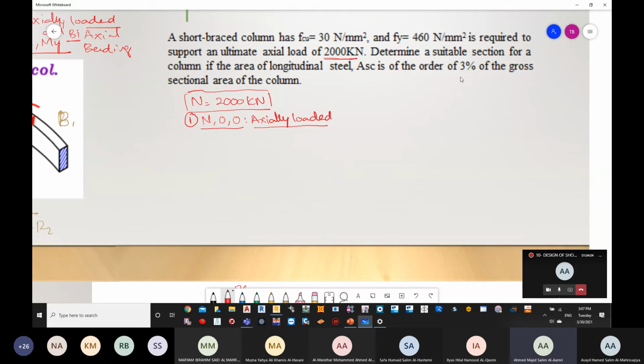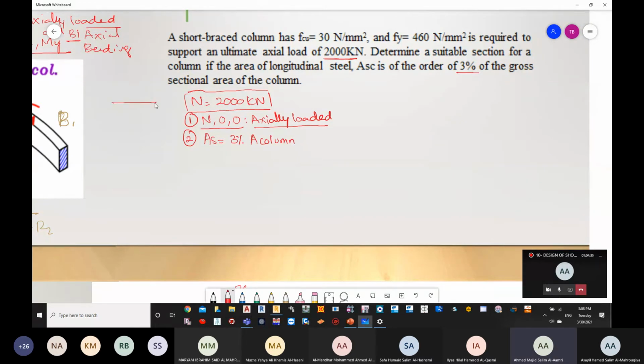Are you able to hear my voice now? Okay. So this is an axially loaded case because we have N, we don't have MX or MY because it has not been mentioned. It has been given that ASC is equal to 3%. So this is the second given data, that my AS is equal to 3% of the area of the column.